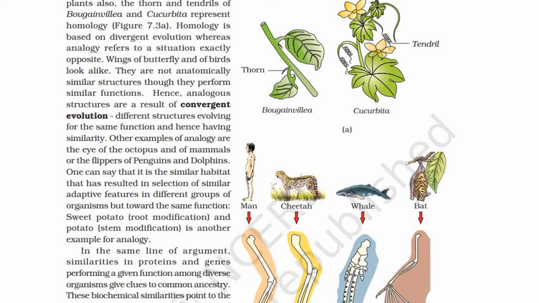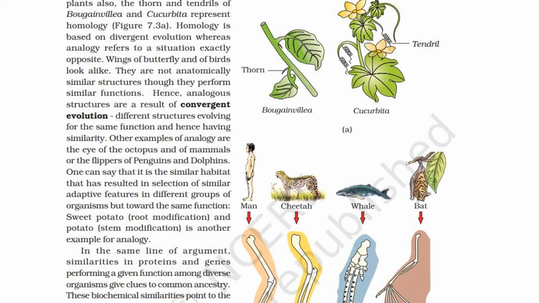Wings of butterfly and of birds look alike. They are not anatomically similar structures, though they perform similar functions. Hence, analogous structures are a result of convergent evolution, different structures evolving for the same function and hence having similarity. Other examples of analogy are the eye of the octopus and of mammals or the flippers of penguins and dolphins. One can say that it is the similar habitat that has resulted in selection of similar adaptive features in different groups of organisms but toward the same function. Sweet potato root modification and potato stem modification is another example for analogy.